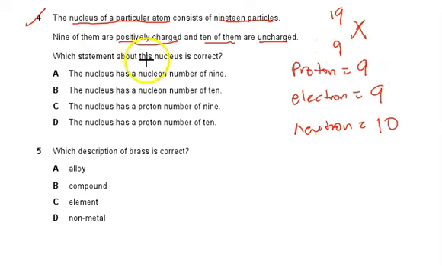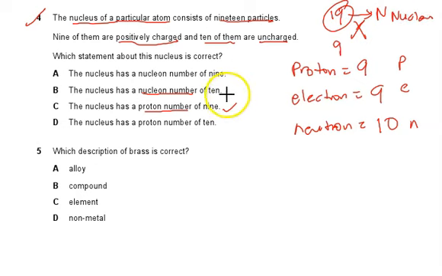Which statement about this nucleus is correct? So the proton number is 9. Then the nucleon number, this is nucleon, yeah. This is proton, electron, neutron. So this is nucleon, big N, nucleon. So nucleon should be 19, so this is wrong. A nucleon number of 9 is also wrong. A proton number of 10 is also wrong. So your best answer here will be C.